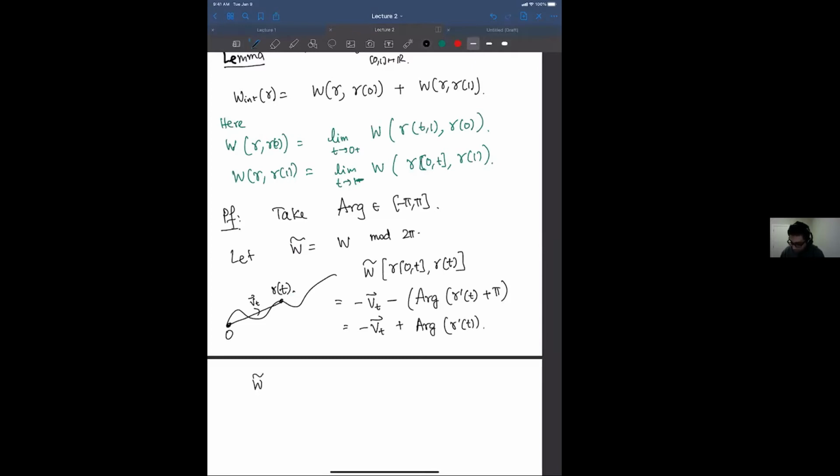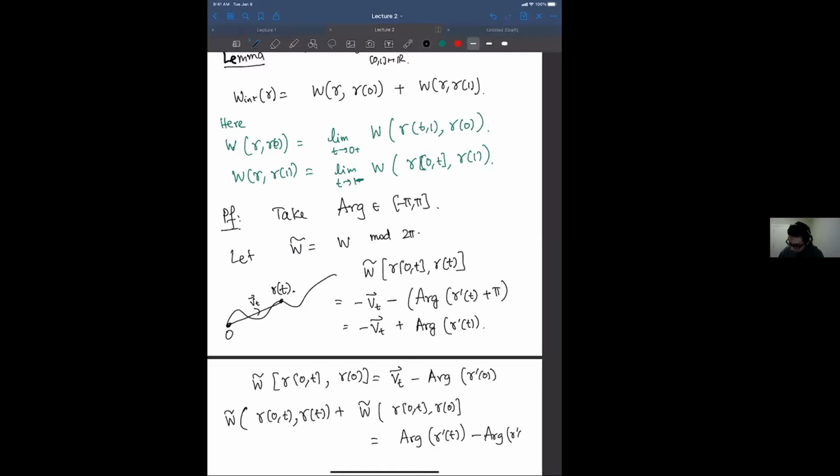Okay, and if you look at winding tilde of gamma 0 t seen from gamma 0, then this is actually the opposite vector vt. But now it's minus arg of gamma prime 0 and no extra plus pi because the curve is going in the right direction at gamma 0. Now if I add these things up, winding tilde of gamma 0 t seen from gamma t plus winding tilde of gamma 0 t seen from gamma 0, the vt part cancels and you get arg of gamma prime t minus arg of gamma prime 0.